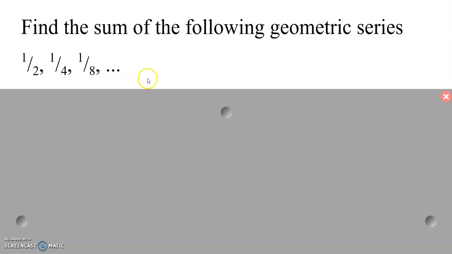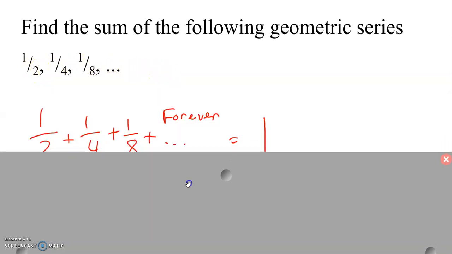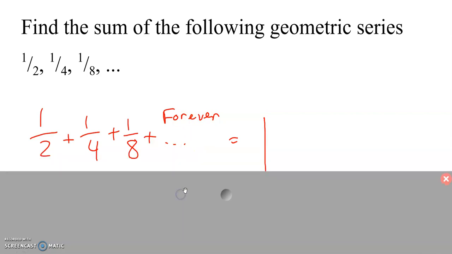Now that "and so on" is the part that's weird. Because what this is asking us to do is add up this string of numbers forever. Okay? Now you'll notice I wrote an equals 1 here. Where did I get that? Well, think about it this way.